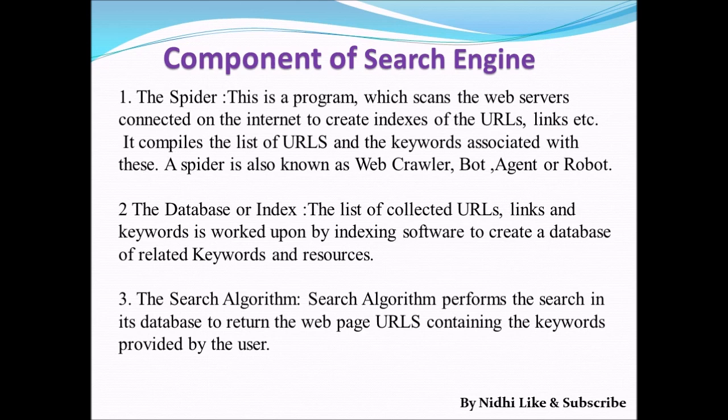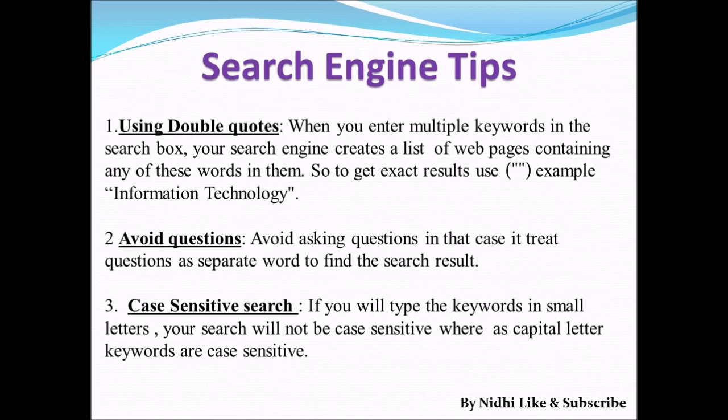Okay. Next topic: there are some tips that you have to implement during search. So a few tips are given here. For efficient searching, you have to use double quotes. When you enter multiple keywords in the search box, your search engine creates a list of web pages containing those particular words. So if you want a particular exact result, then you have to put that searching thing in double quotes. For example, if we want to search for information practices or information technology, then we will write this in double quotes.